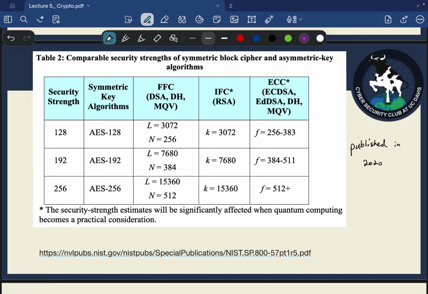3,072 bits. So that's a lot of key bits in order for you to achieve the same security strength as AES 128. And AES 128 is like the standard now. That's the minimal security you need. So these are lots and lots of bits that are required in order to do these key exchanges.